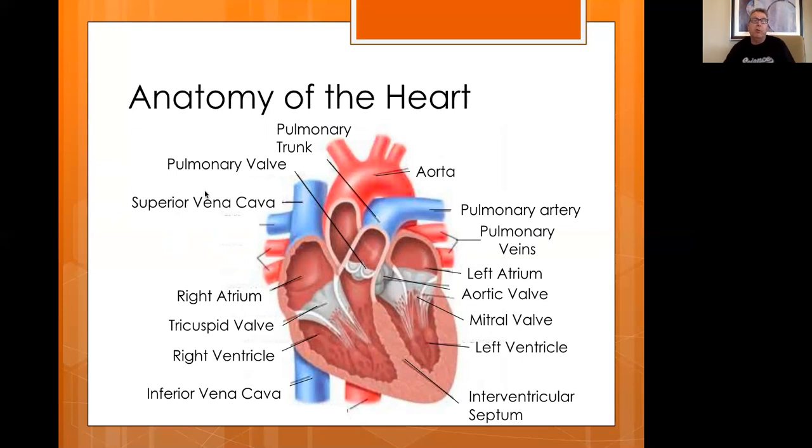We're going to start with the superior vena cava. The unoxygenated blood goes to the right atrium. It goes through the tricuspid valve into the right ventricle, and then that unoxygenated blood is pumped through the pulmonary valve into the pulmonary trunk, and out the pulmonary artery to the lungs. The lungs bring back the oxygenated blood into the pulmonary veins. The oxygenated blood will go into the left atrium, and then through the mitral valve into the left ventricle. And that's why it's thicker.